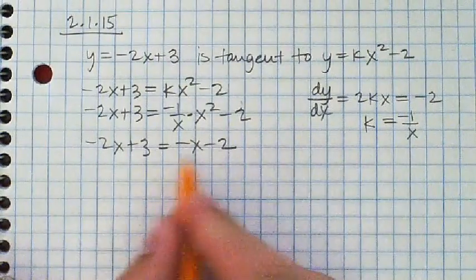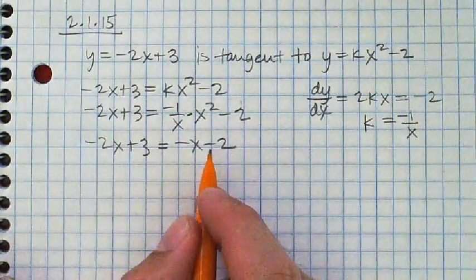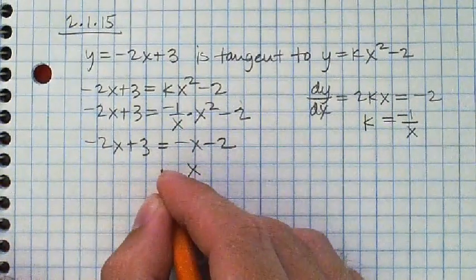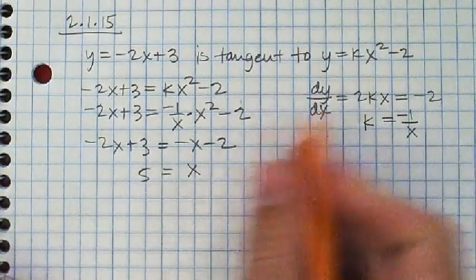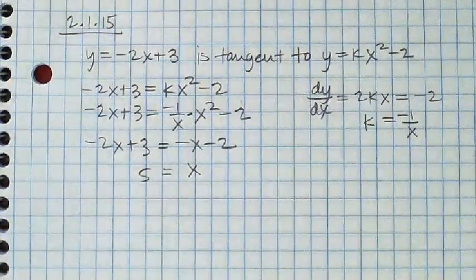This is something we're very good at solving, right? We're going to add 1, or maybe I'll just add 2 over here, and I'll get 1x, and I'll add over there, and I'll get 5. And I'll get k is negative 1/5.